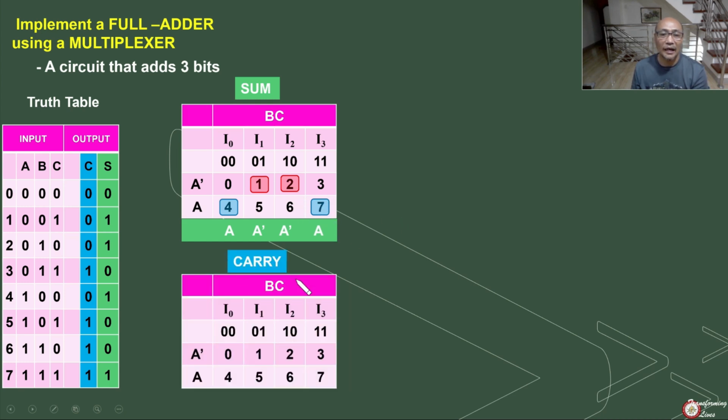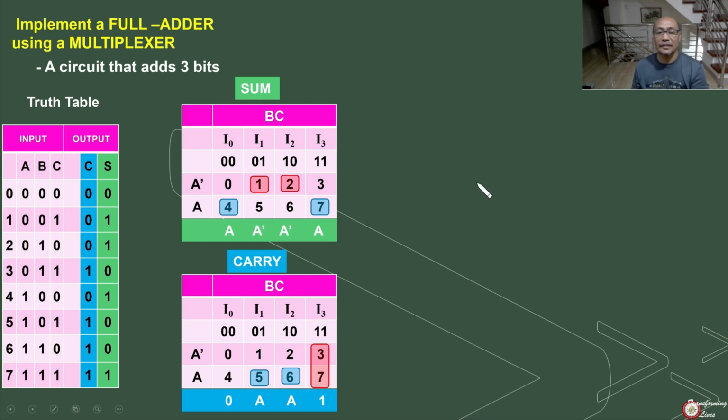How about our carry? Our carry will be 3, 5, 6, and 7, so it will be 5, 6, 3, and 7. The equation therefore will be: here will be 0, this will be A, this will be A, and this will be equal to 1.